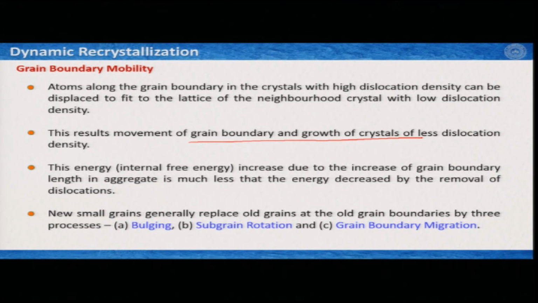Now, dynamic recrystallization happens by 3 mechanisms. Old grains are replaced by new grains, and as I said, it happens by 3 mechanisms. These are bulging, subgrain rotation and grain boundary migration. I must remind you at this stage, these are some basic processes: bulging, subgrain rotation and grain boundary migration. You can consider these some sort of 3 basic stages of the evolution, but many things can happen in between, and one can influence the other greatly.